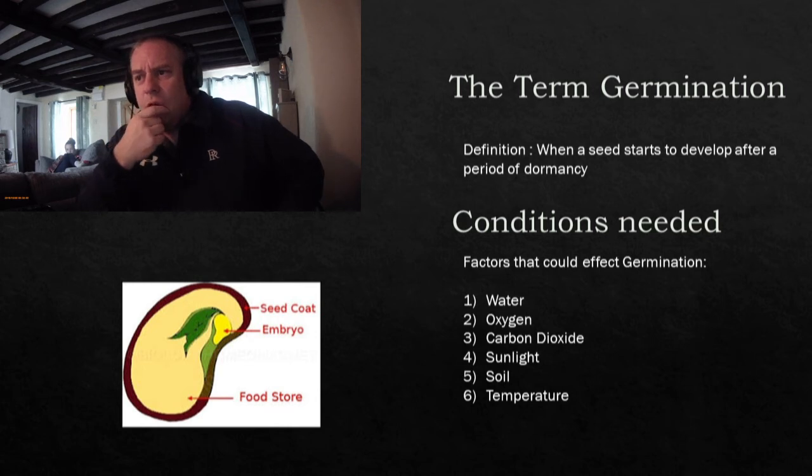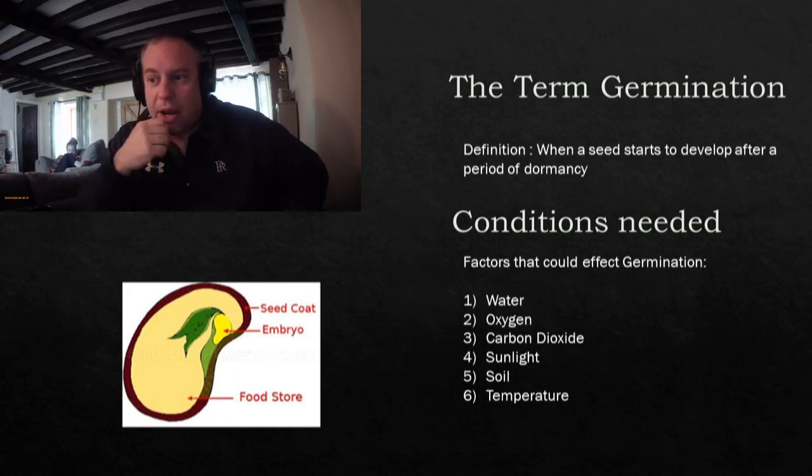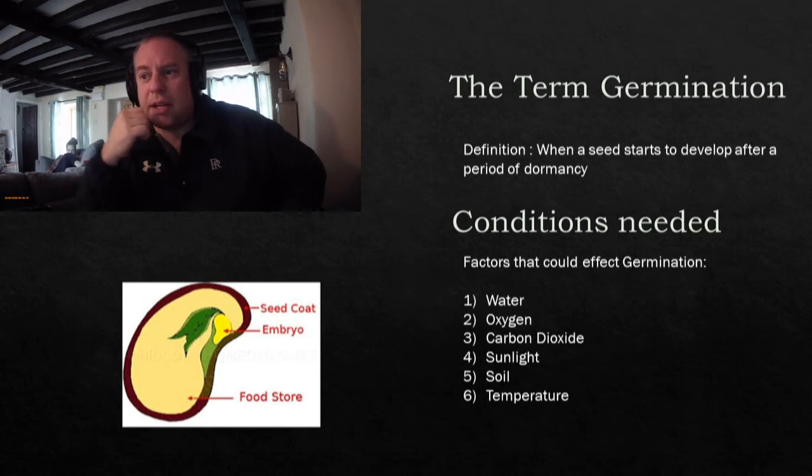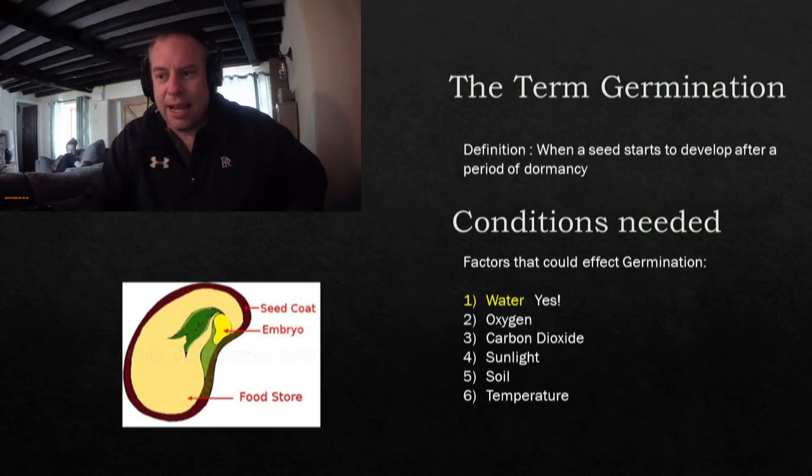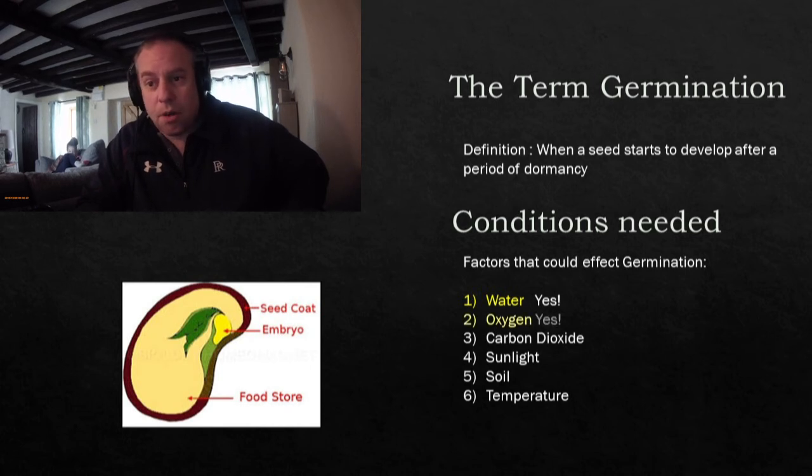So let's have a look at those conditions. Now, if you've tried this, if you've tried at least the sunlight, you can see whether it has an effect or not. But I'm going to go through the factors that could be. So we'll start off with water. Yes, seeds will only germinate if in the presence of water, which is why soaking them beforehand is a good idea. Oxygen, yes, they're living organisms. They need to respire. And so oxygen is certainly needed. Without oxygen, it will not germinate.